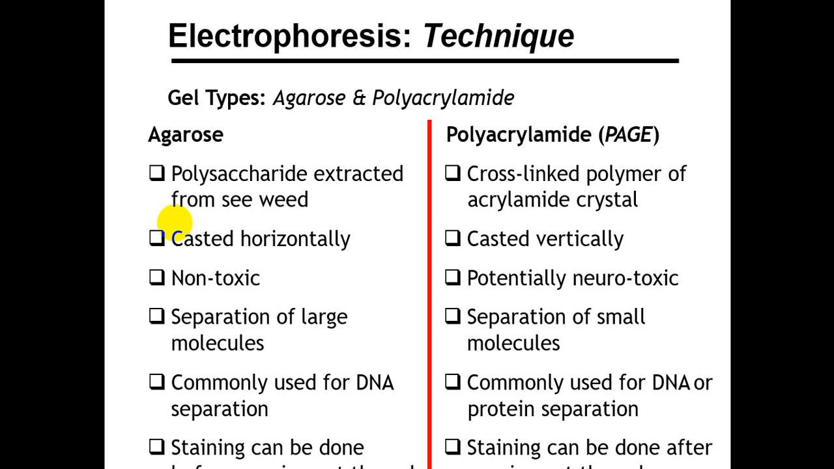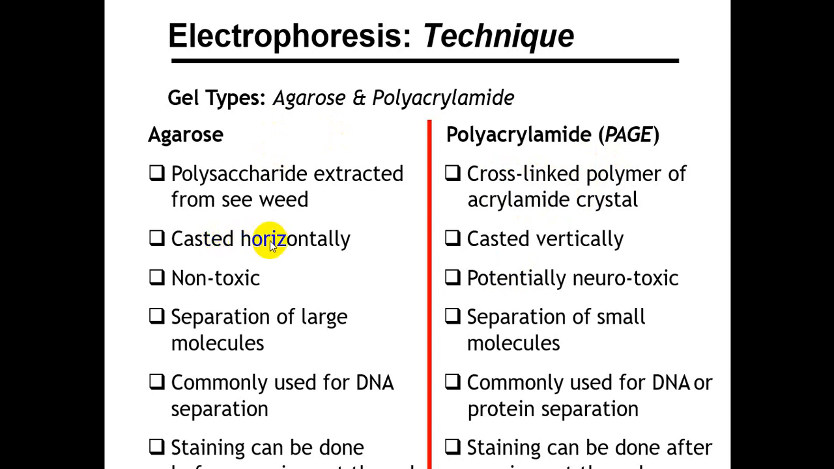Polysaccharides for agarose gel are extracted from seaweed, as I initially indicated. They are casted horizontally. Yes, they lie down. Whereas polyacrylamide gels are cross-linked polymers of acrylamide crystals, so they are synthetically produced. Note these differences. You may meet it somewhere. Don't go and buy it to understand it. Okay.